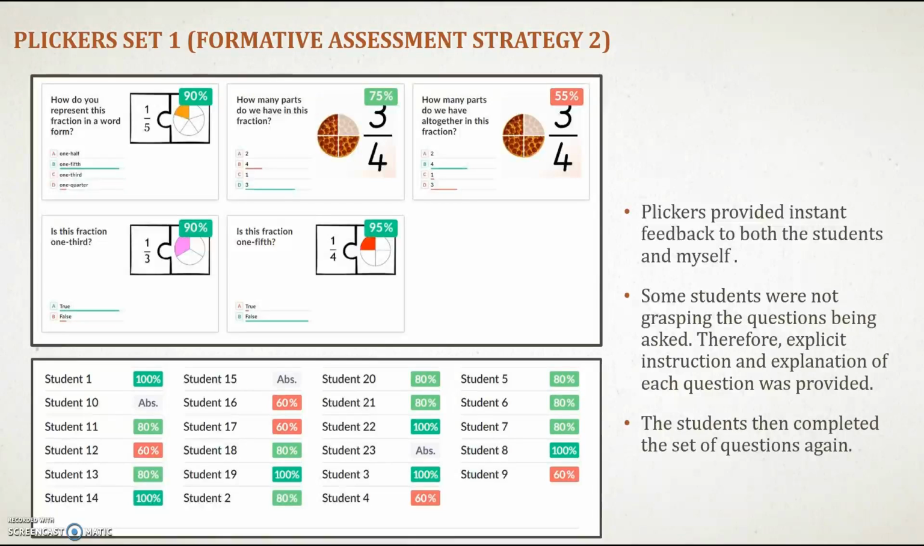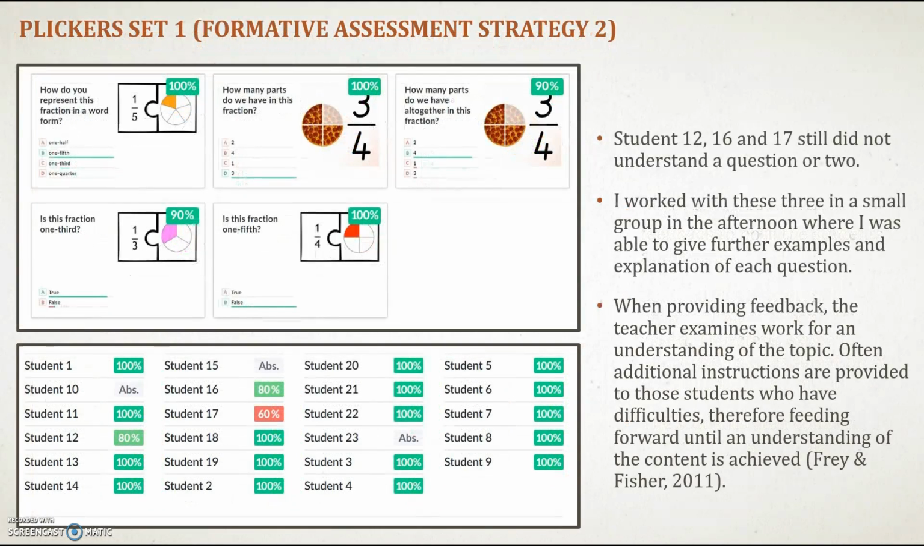Some students were not grasping the questions being asked, so explicit instruction and explanation of each question was provided. The students then completed the set of questions again. Here are the results after completing the set again. It's obvious that student 12, 16 and 17 still did not understand a question or two. I worked with these 3 in a small group in the afternoon where I was able to give further examples and explanation of each question.